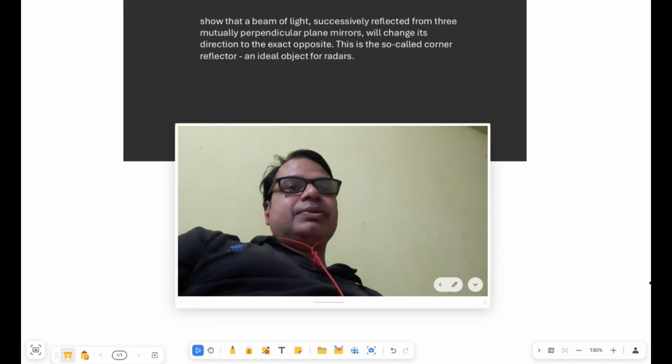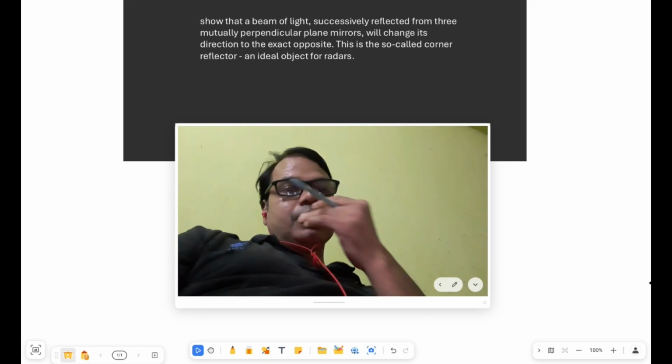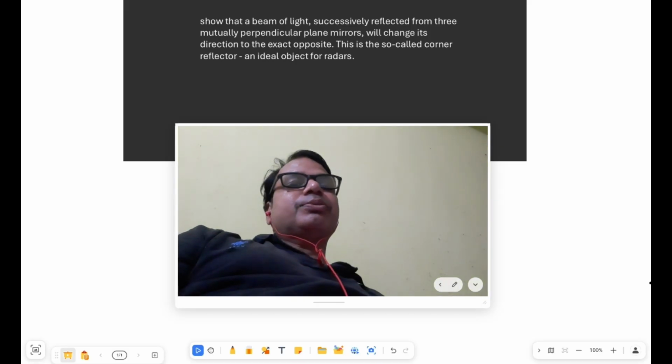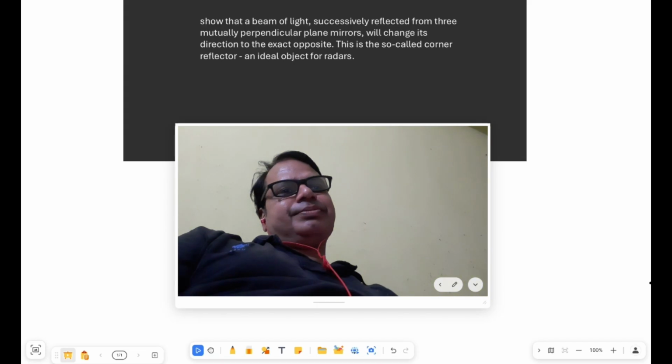After reflection. This is the so-called corner reflector, an ideal object for radars. So, this is the problem. And this is one of the most obvious problems and easiest amongst all. We can solve it in many ways. So let's solve it. And here is the first solution. And the first solution is simple.